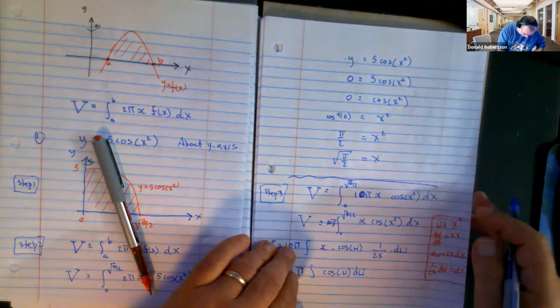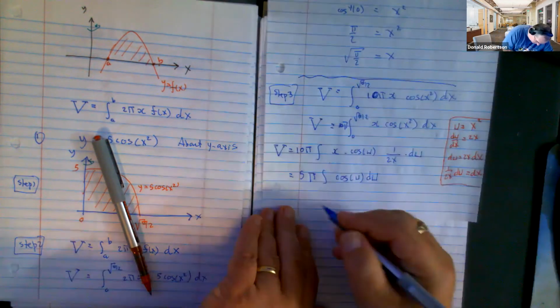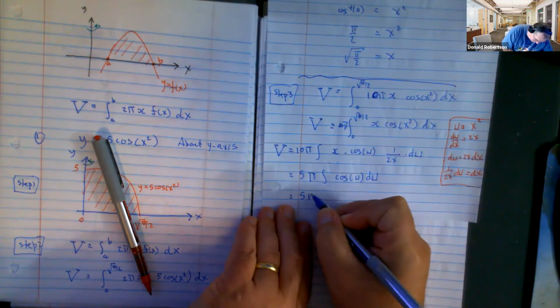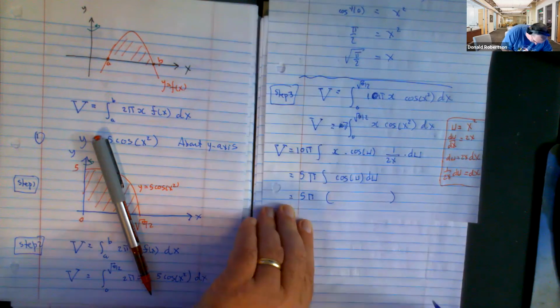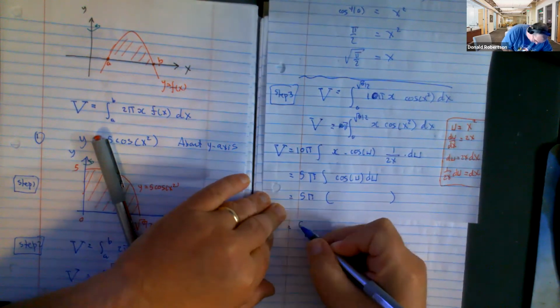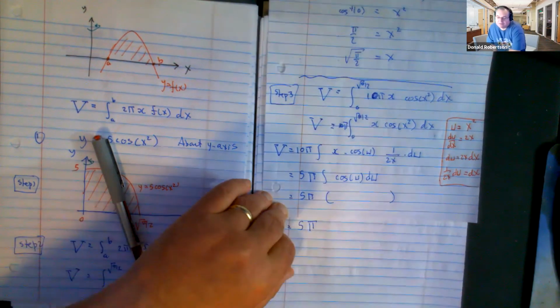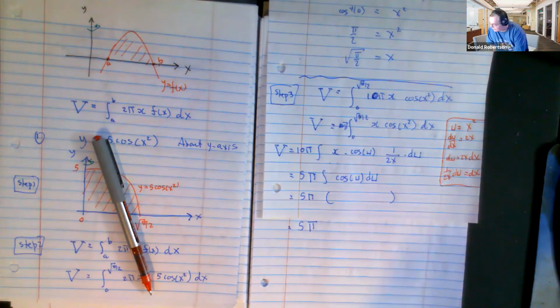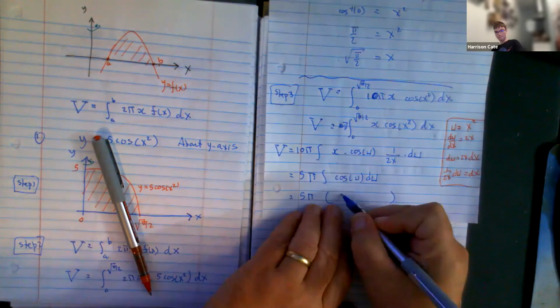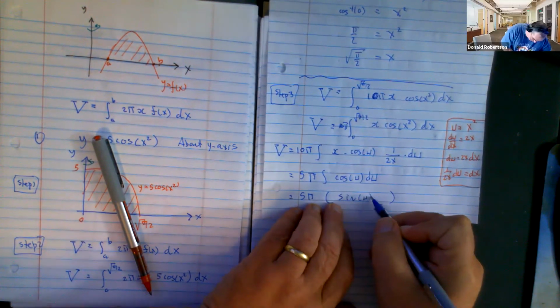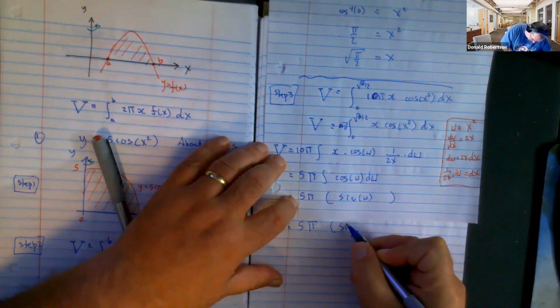Now what we're going to do is find the antiderivative of a cosine. Okay, go for it. Antiderivative of cosine u. Sine. Correct. And then return back to the x's.